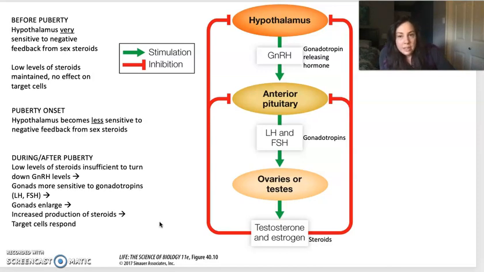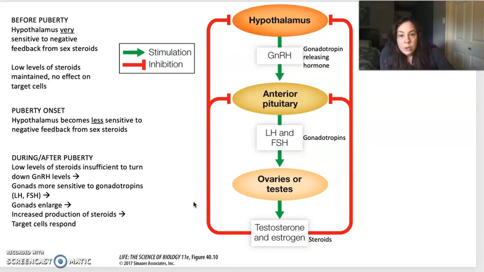When puberty begins, the hypothalamus becomes less sensitive to the negative feedback. It sort of raises the bar. There needs to be more testosterone or more estrogen before the hypothalamus will respond by slowing down its own production of GnRH. And so that means that GnRH does get produced, and LH and FSH do get produced. And so a little bit more testosterone and estrogen is produced as well.